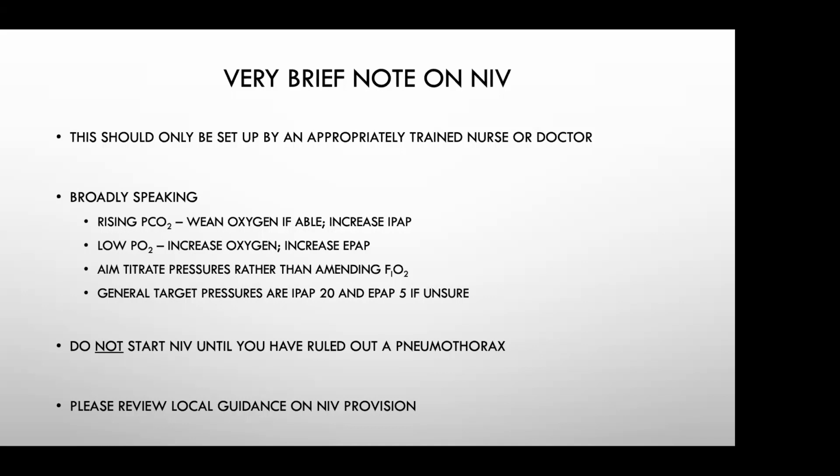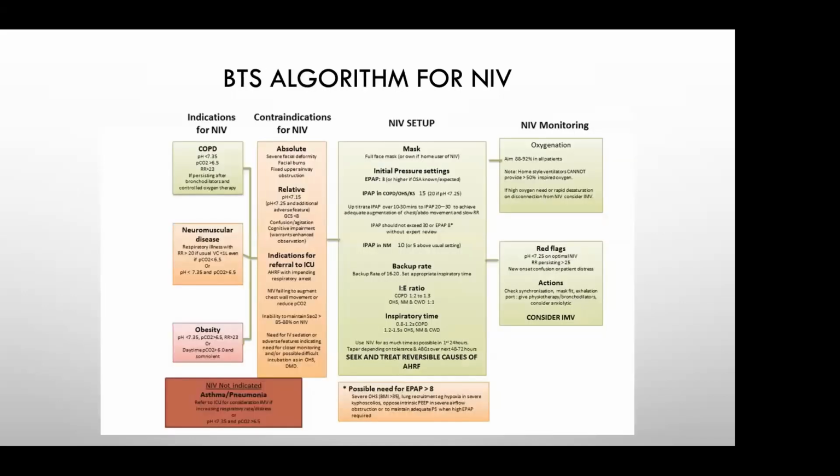It's worth reviewing your local guidance on NIV. This is the BTS algorithm for NIV. Again, it's just useful to know what the contraindications are and what the indications are globally. Most of the absolute contraindications relate to upper airway issues. You can't give non-invasive ventilation if your upper airway is obstructed.